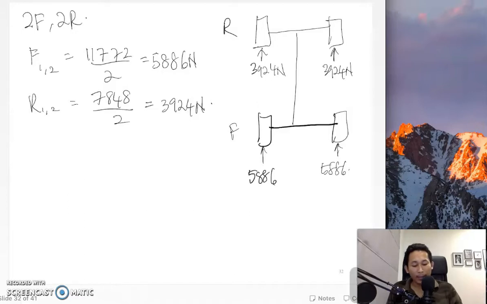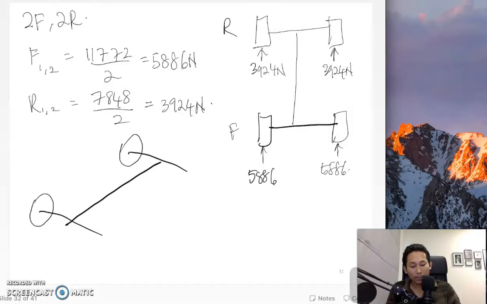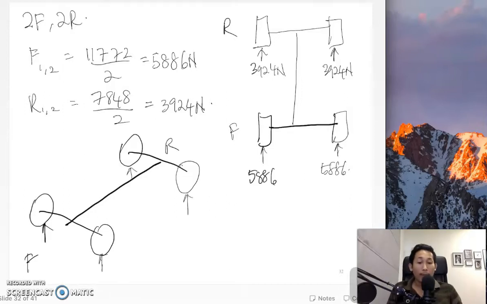Bear in mind that the figure should be like this. This is front, this is rear. This is the reaction force on the wheels, but we just draw it like this one. But bear in mind that the reaction force on the wheels is like the 3D one. Okay, that's for the force coming from the weight of the vehicle.